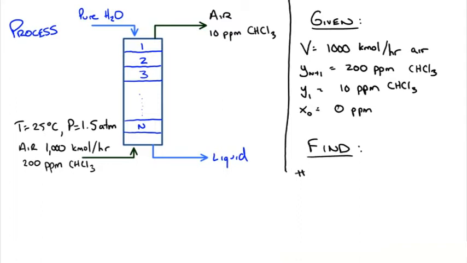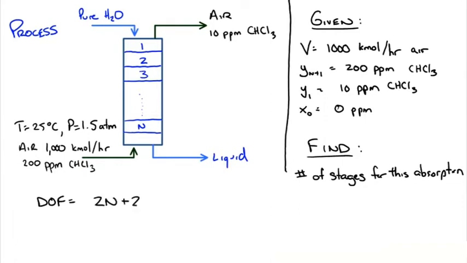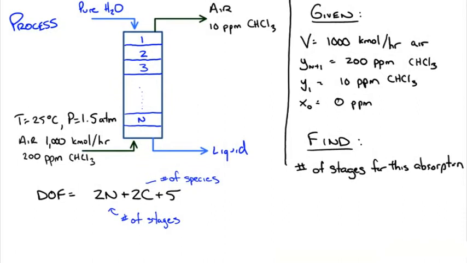We're asked to determine the number of stages for this column. So the question now becomes, is this something we could solve? We could use a degree of freedom analysis, and for a single section countercurrent cascade, our degrees of freedom will be equivalent to the following, where N is our number of stages and C is our number of species. At this point we need to make some assumptions so that we can minimize the number of variables that we may need to find or look up.